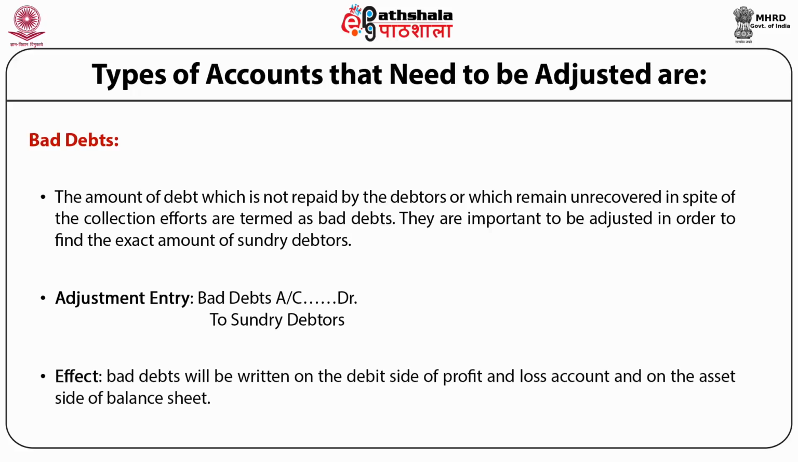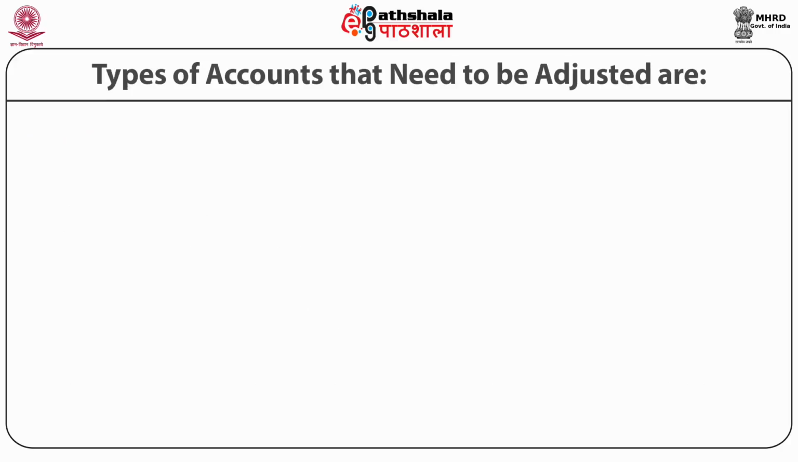The effect of bad debts adjustment on financial statements is: number one, bad debts will be written on the debit side of the profit and loss account, and further it will be shown on the asset side of the balance sheet by deducting these bad debts from the sundry debtors.